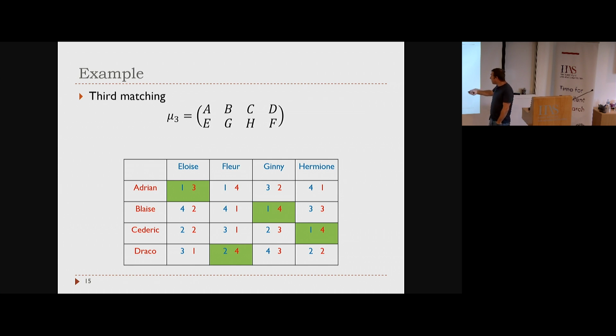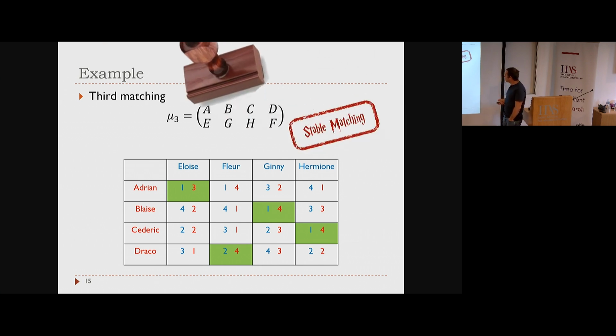Yeah, so let's look at the women's preferences. You see, Eloise, Ginny, and Hermione all get their first choice. Okay? So the only one getting her second choice is Flor, and she would like to be with Adrian, but Adrian doesn't like her. Okay? She's his fourth choice. So in this one, no woman is part of a blocking pair, meaning that there is no blocking pair. So this one is also a stable match.